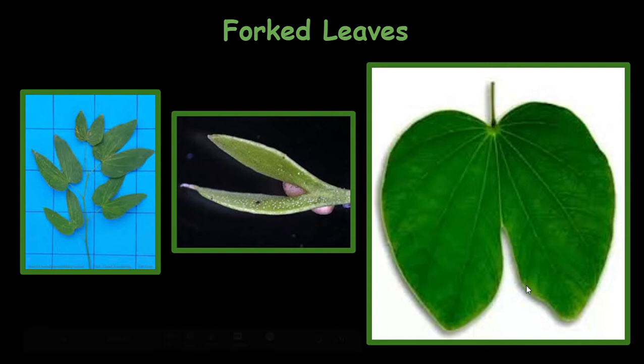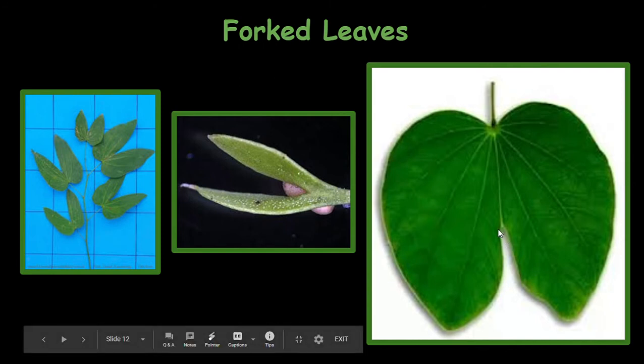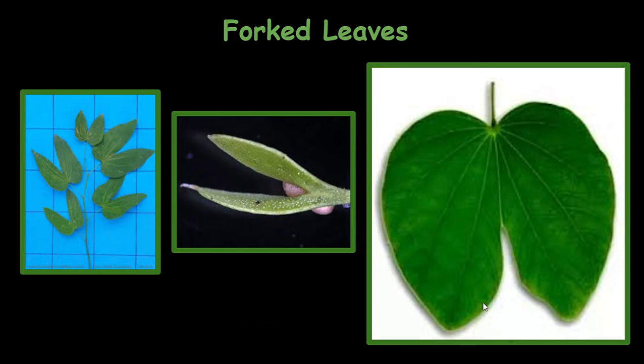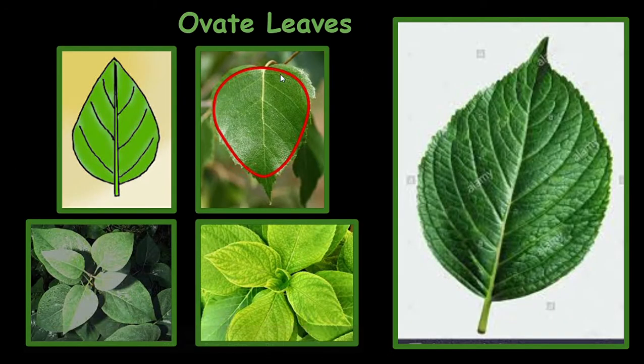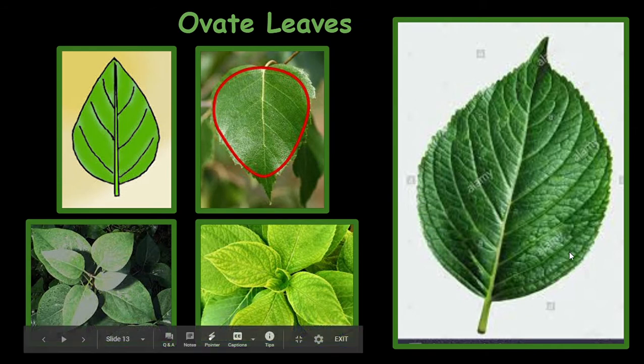As the name suggests, they look like a fork. If you bring a fork and compare it, you can see the resemblance. So it will help you to remember. You remember a fork, and then you'll remember the name of this leaf. Forked leaf. Ovate. Look at this leaf. Look at its base. They are oval in shape, and so the name ovate leaves. Ovate.